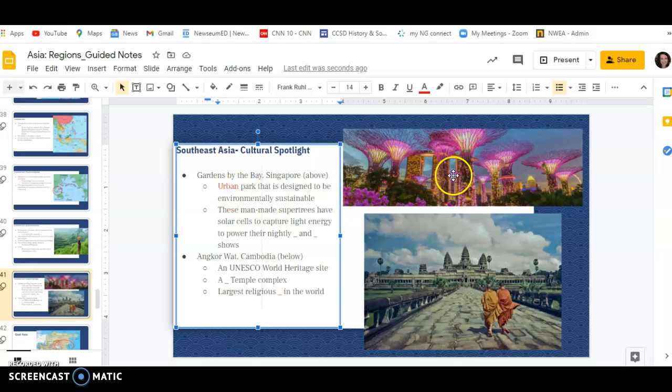These man-made super trees in the picture have solar cells that capture light energy and power their nightly light and music shows. I would recommend, if you search that on YouTube, it's really kind of cool to see, and I've seen it in person, and it's obviously amazing to see in person.